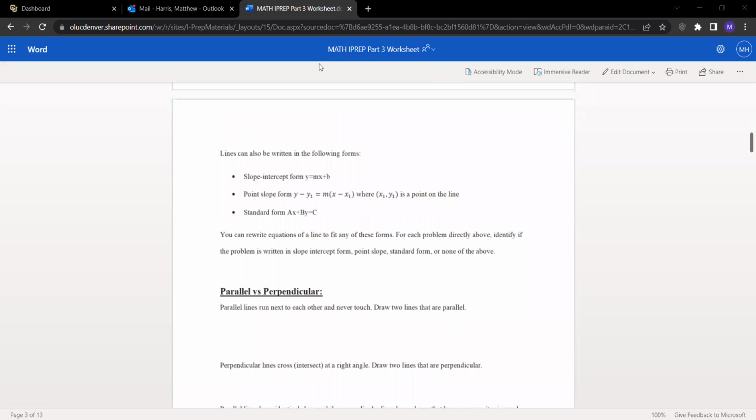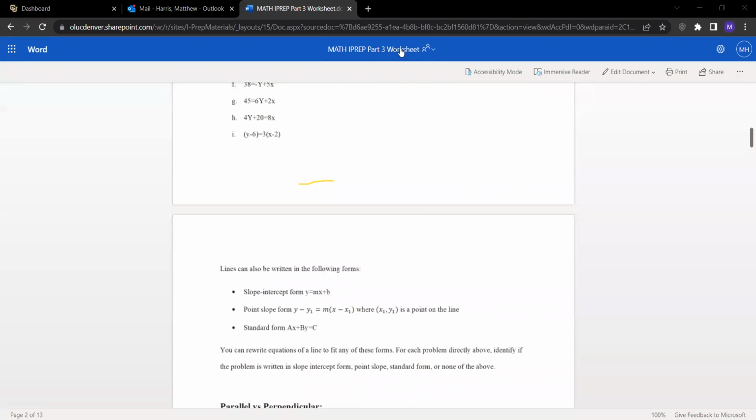So just a quick note about our lines. We are used to seeing our lines in y equals mx plus b, and this is known as slope-intercept form. But this is not the only way that we can have lines. So here are some examples of that. First, we have something called point slope form, which will look like y minus y1 is equal to m times x minus x1, where x1, y1 is a point on the line. And if you want an example of this, it's right here, part I.